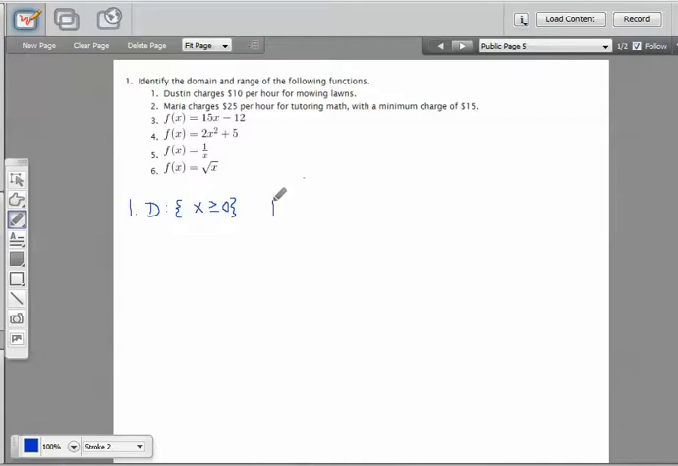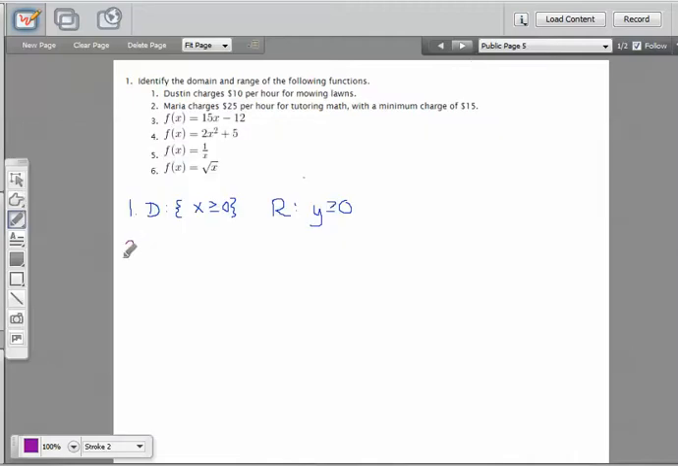Now for the range, what's the possible range he can have? Those are your y values, and that would be the money that he makes. So again, if he doesn't mow any lawns, his value is going to be 0, right? But if he mows 1 lawn, then he gets $10, and it keeps going up from there. So we would say that the range for number 1 is y is greater than or equal to 0.